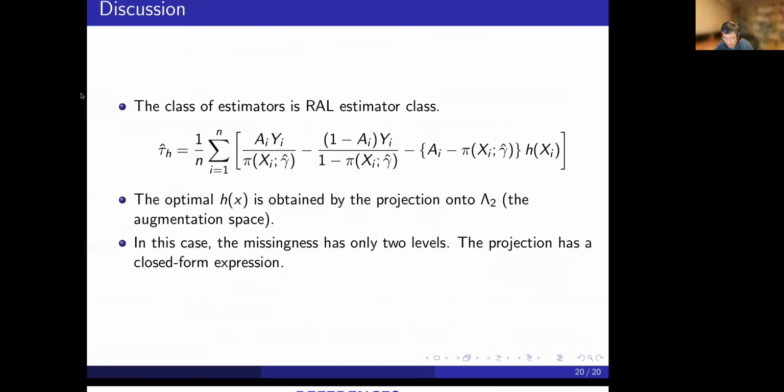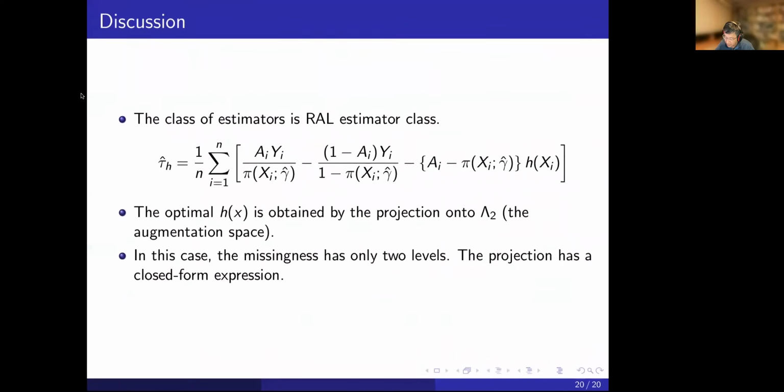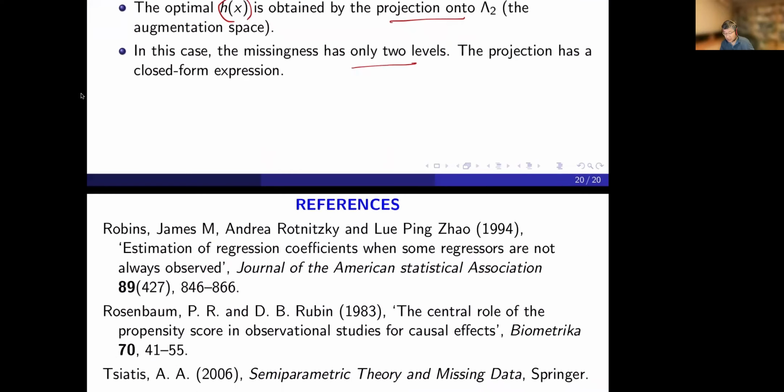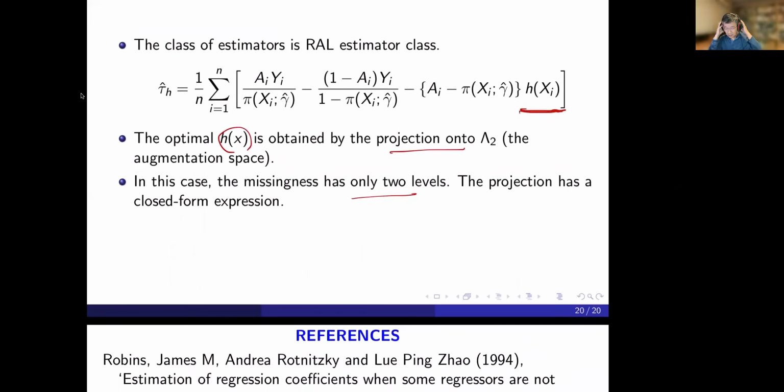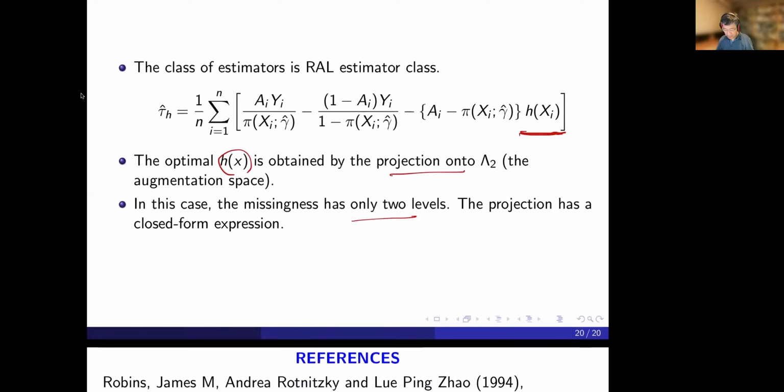Okay. So, discussion. Well, this is a kind of class, right? Using the semi-parametric projection idea, this is actually a fairly straightforward problem, and you can use the projection idea to obtain the optimal estimator. But the projection is relatively easy if the missingness has 2 levels. That's one of the results that I covered in the projection seminar.